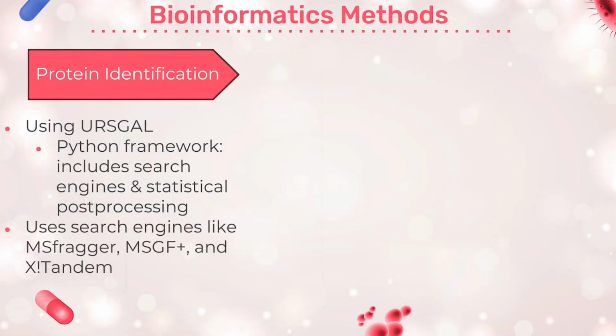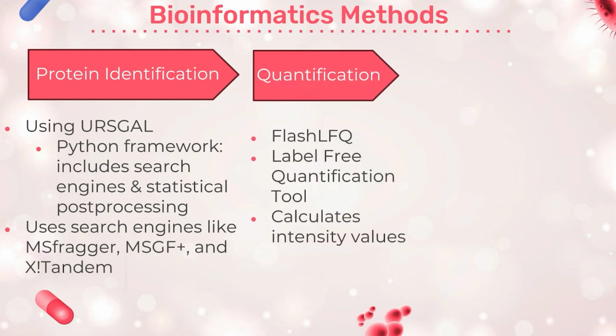So looking at the bioinformatics methods, first we look at protein identification. So we use Erscall, which is a Python framework that creates a workflow between search engines to statistical processing, and the search engines were, like I've mentioned in the earlier presentations, MS-Fragger, MSVF+, and Xtandem. And these were used for identifying the proteins and then just doing basic analysis. But the next step was quantification, where we use FlashLQ. It's a label-free quantification tool, and it calculates intensity values.